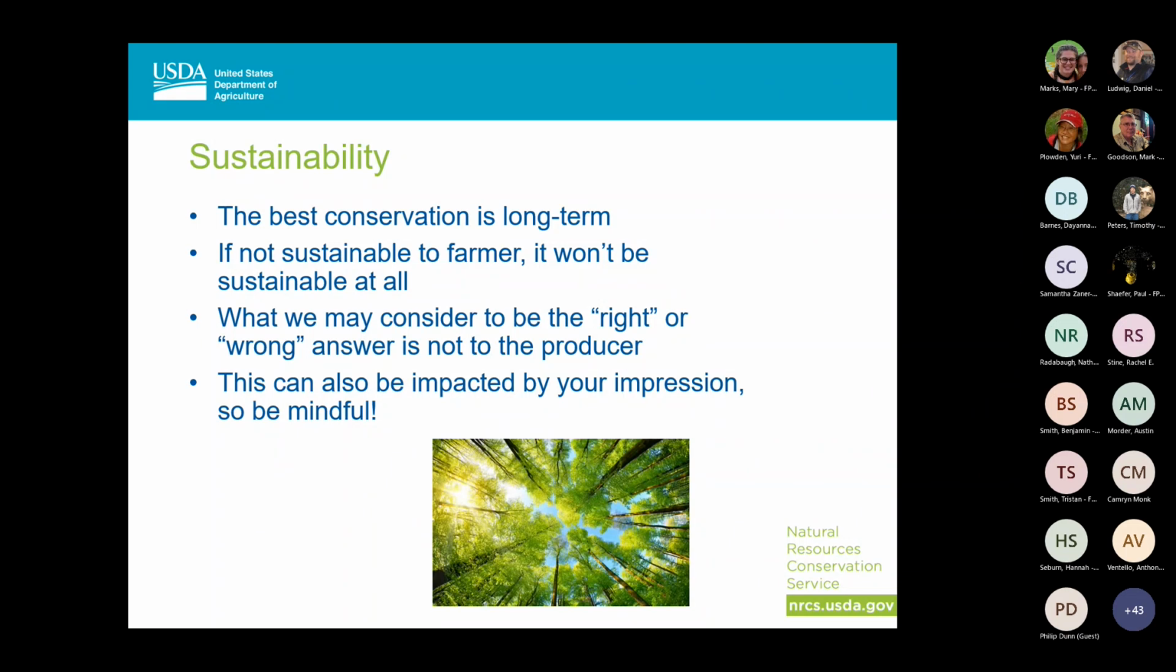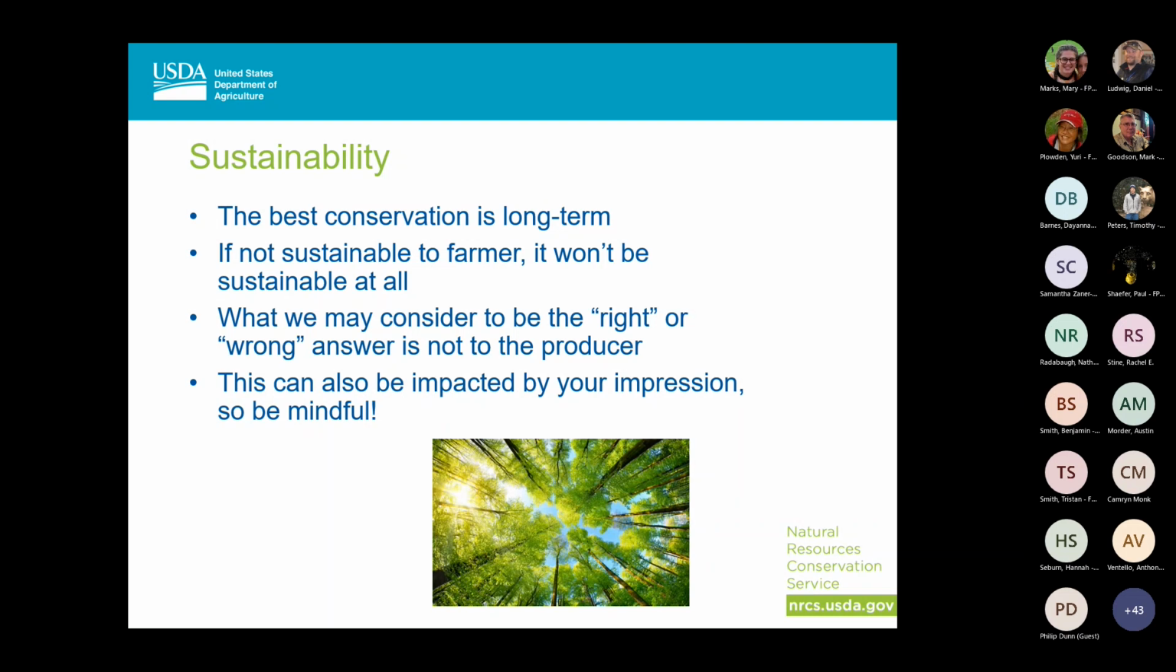If it's not sustainable to the farmer, it won't be sustainable at all. So that's really the goal: we have a farmer put in a conservation plan, a conservation system, and they realize past this system that it is sustainable and it is something that they want to keep doing for conservation itself. So something that we want to do is really encourage them to do this long term, and something that's really going to work for them.